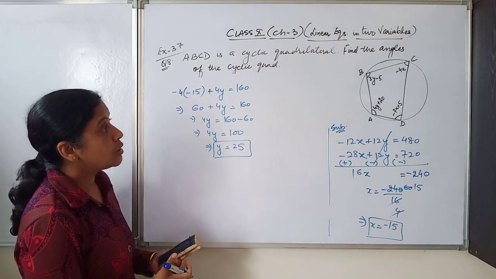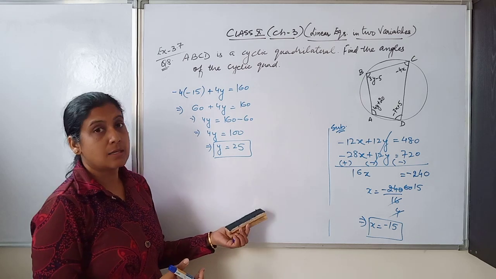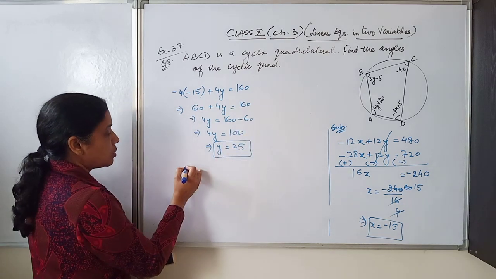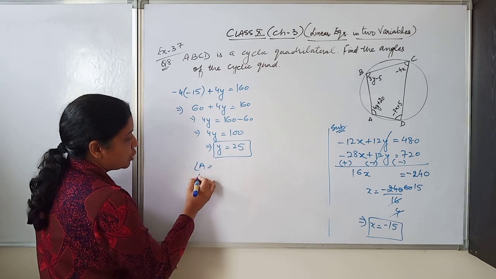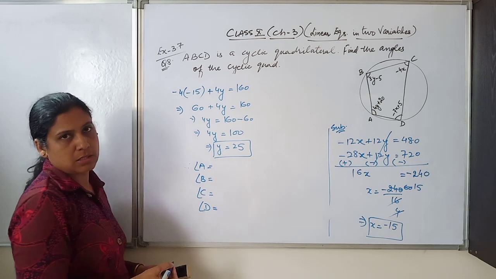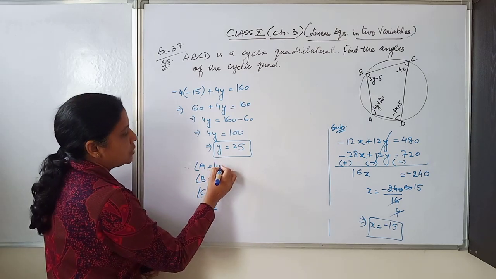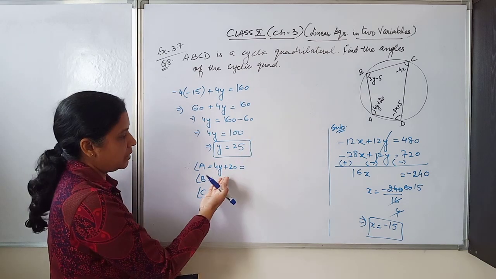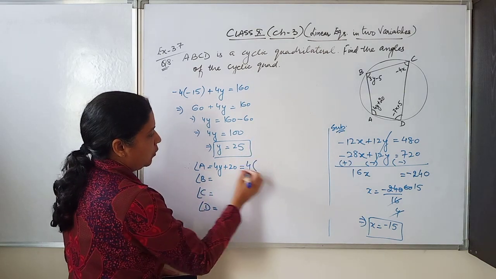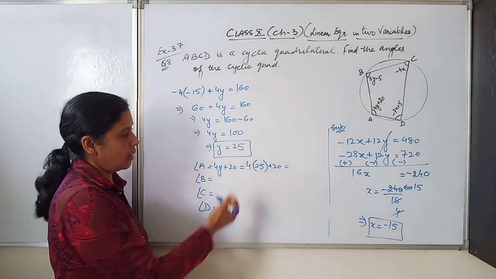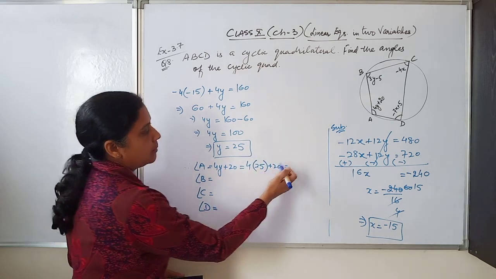Now I have not been given the values of x and y as such, so I have to solve for the angles. I have been asked to find the angles. So please remember to solve the angles last. Don't forget this step. Angle A is equal to 4y plus 20. As you can see in the figure, this is the value of angle A. Y is to be replaced by 25. 4 into 25, 100 plus 20.